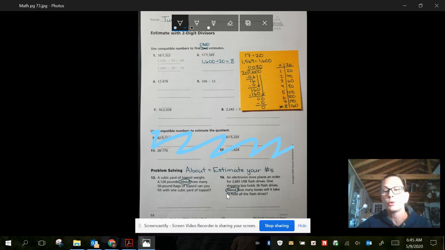I circled the word about. About means that they don't need an exact answer. So you're estimating your numbers. Each problem only has 2 numbers in it, so it should be pretty easy.